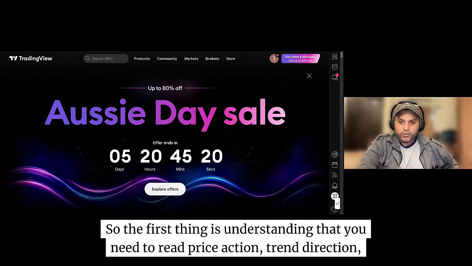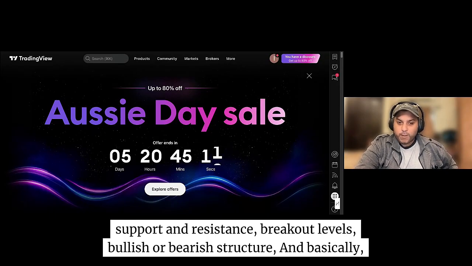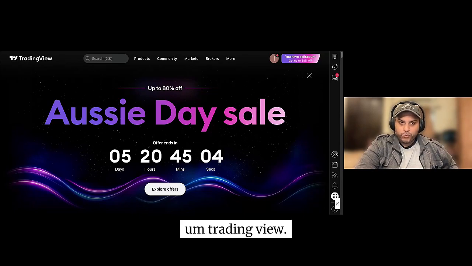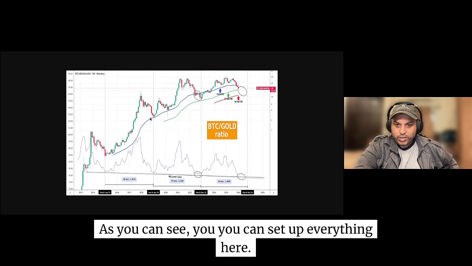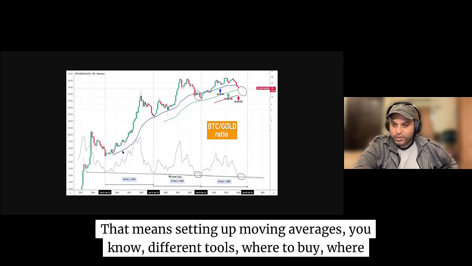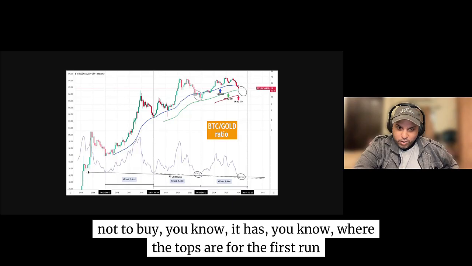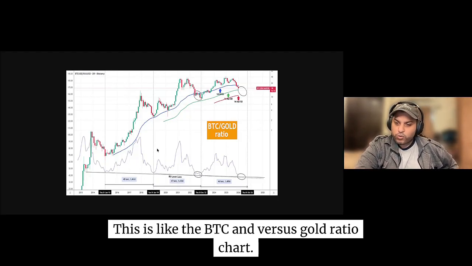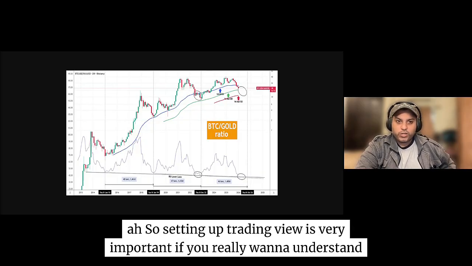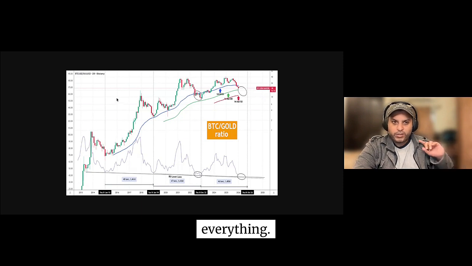So the first thing is understanding that you need to read price action, trend direction, support and resistance, breakout levels, bullish or bearish structure, right? And TradingView is the gold standard for this. As you can see, you can set up everything here. That means setting up moving averages, different tools, where to buy, where not to buy. It shows where the tops are for the first run, the first leg, and then the second leg, and so on and so forth. This is the BTC versus gold ratio chart. Setting up TradingView is very important if you really want to understand everything. That's the first step.